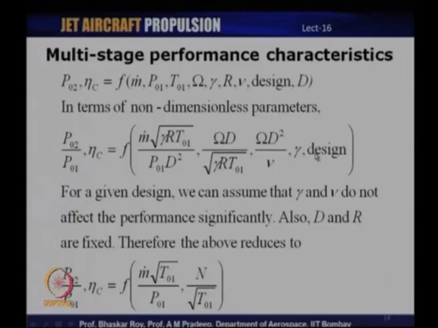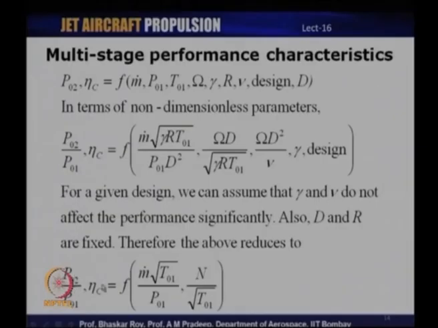Now, for a particular design, suppose we have frozen a particular design and we can assume that gamma for this particular fluid and the viscosity do not really affect the performance significantly or do not change much. And for a given diameter of the engine, because the design has been frozen, the diameter is also frozen and the gas constant is fixed. So, this particular set of non-dimensional parameters will now reduce to P02 by P01 and efficiency as a function of m dot root T01 by P01 and N by square root of T01, where N is the rotational speed.